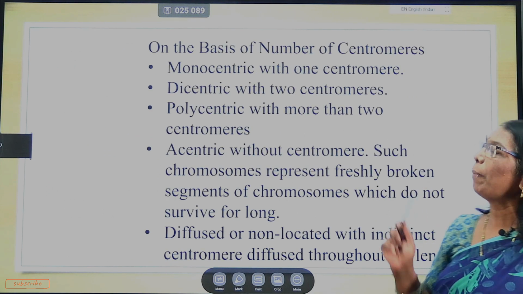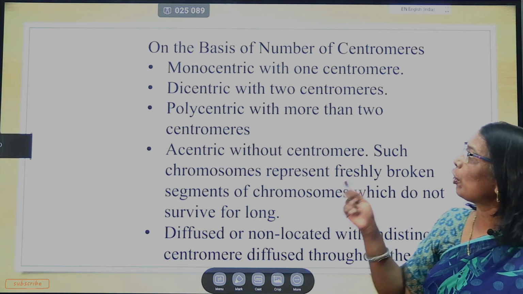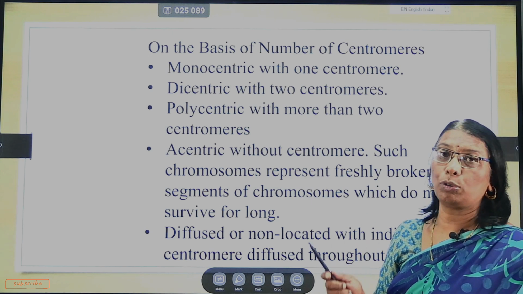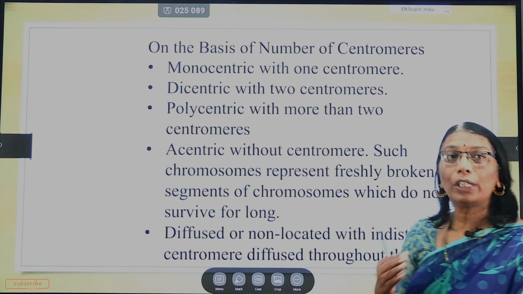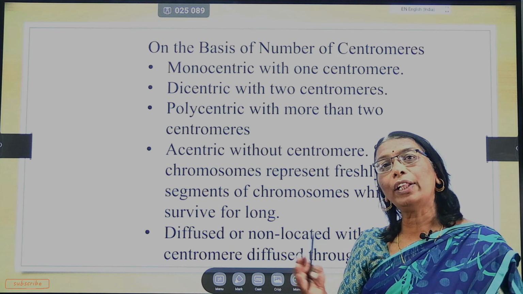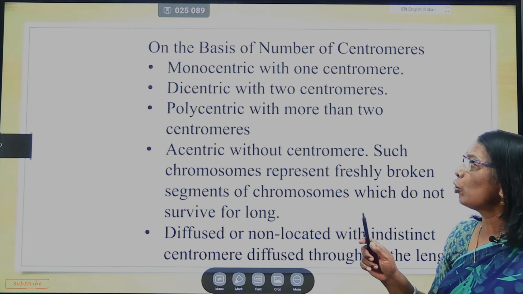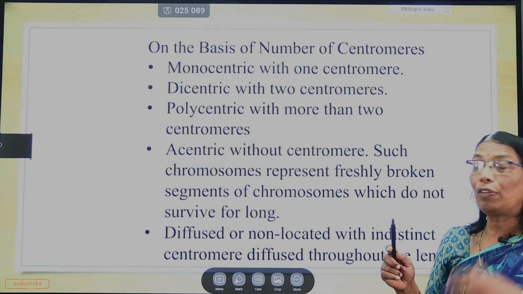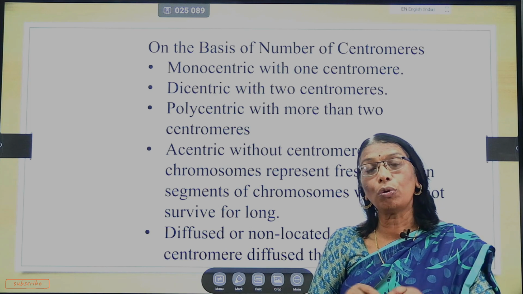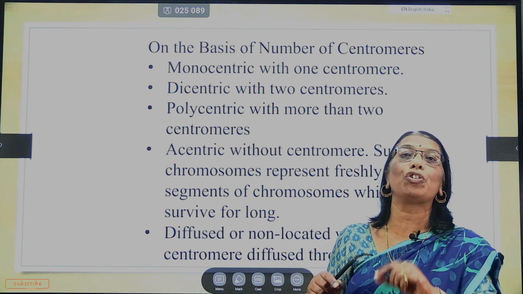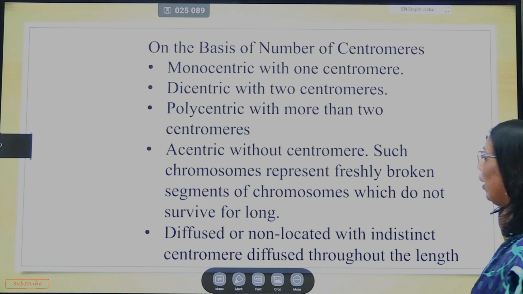Then, on the basis of the number of centromeres, meaning how many centromeres are present throughout the length of a chromosome: if one centromere is present, it is termed a monocentric chromosome. When two centromeres are present, it is termed dicentric. When more than two centromeres are present, it is termed a polycentric chromosome. Chromosomes without a centromere are termed acentric. And when a diffuse type of centromere is present throughout the length of the chromosome, it is termed a diffused or non-localized chromosome.